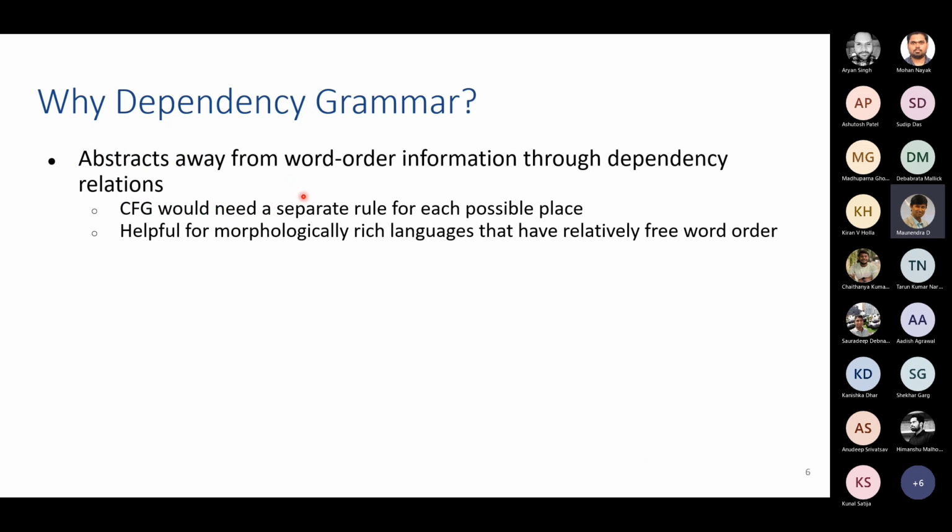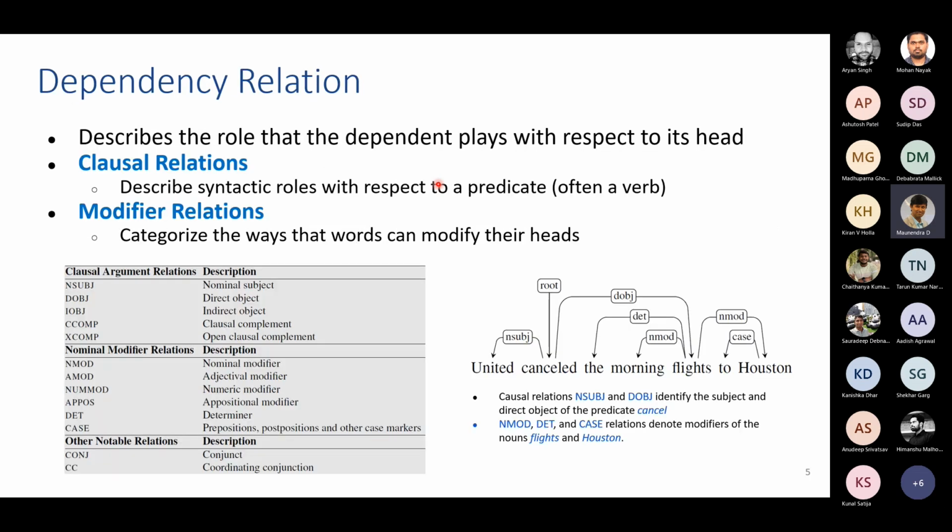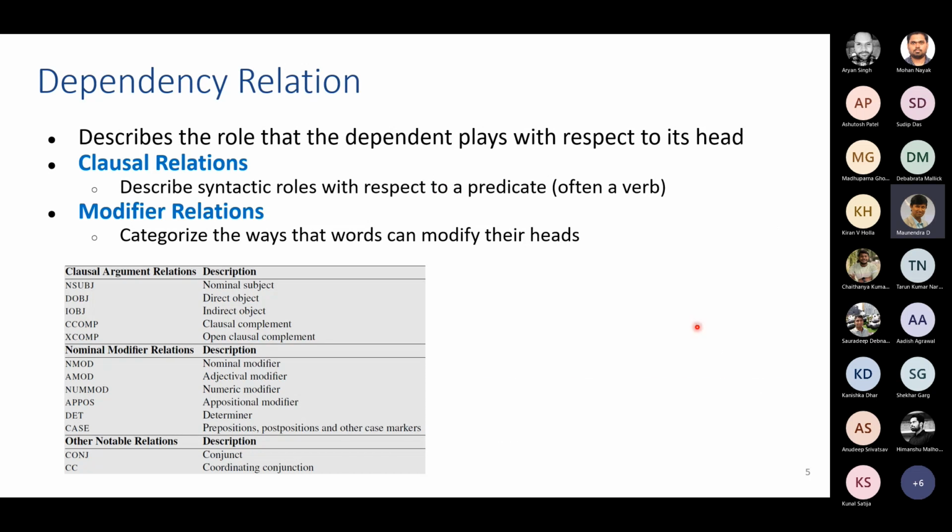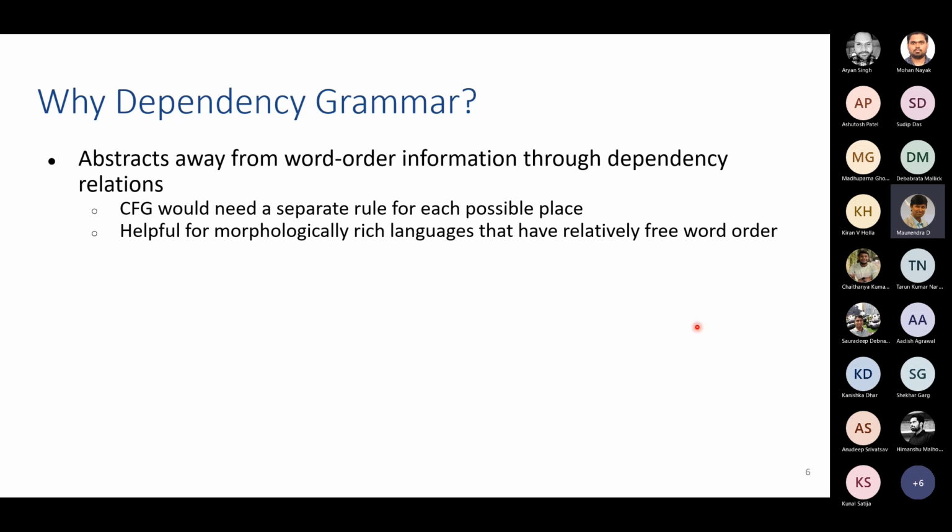So what are the benefits that we get from dependency grammar? It abstracts away from the word order information. The edges can go far apart, so word order information will go away. Also, if we talk about the same thing in active voice and passive voice, the sentence structure will change. But hopefully in dependency grammar, we will see the same kind of relations from both sentences.